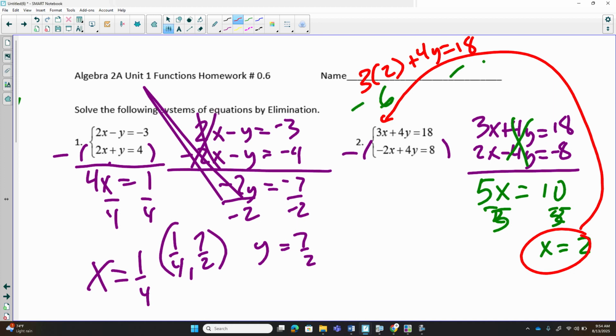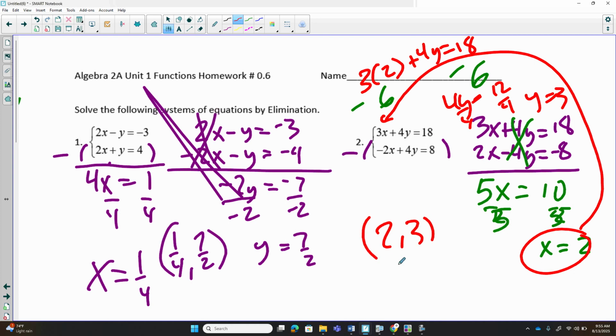Go ahead and make that a 6. Subtract the 6. All right? And so I'm going to get 4y is equal to 12. Divide by 4. So y is equal to 3. So you get 2, 3. Okay? So that is the process for elimination.